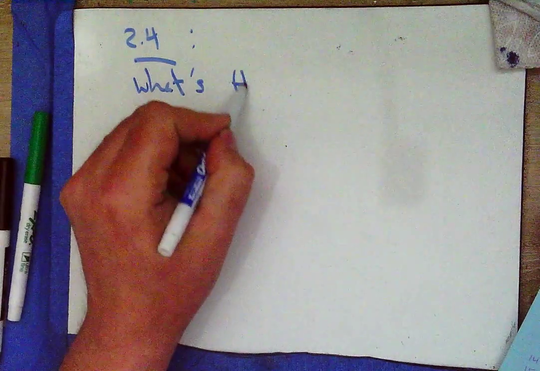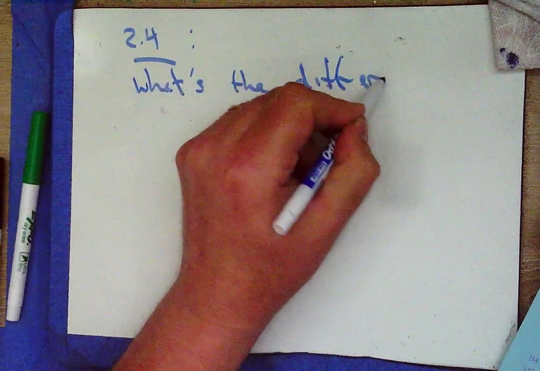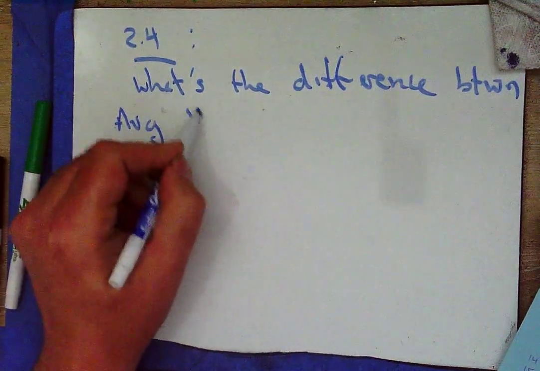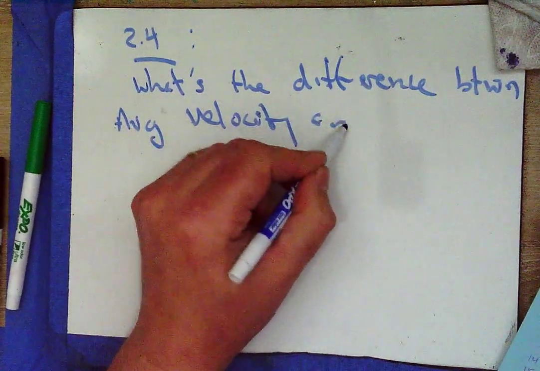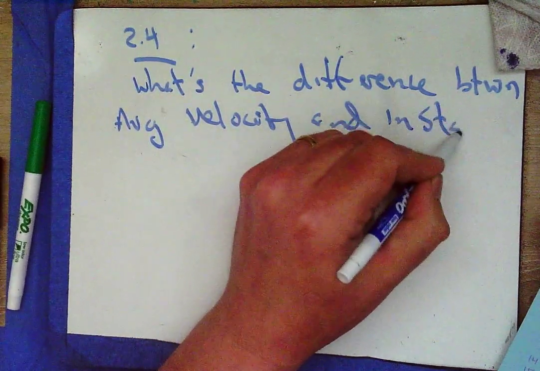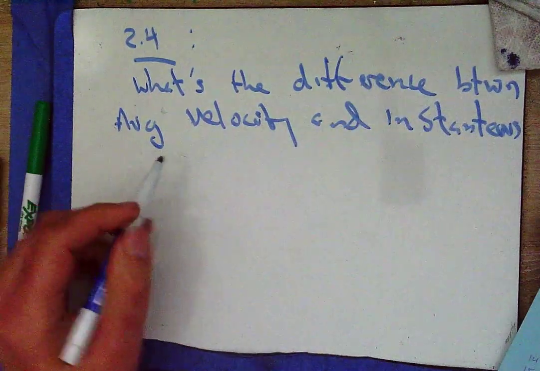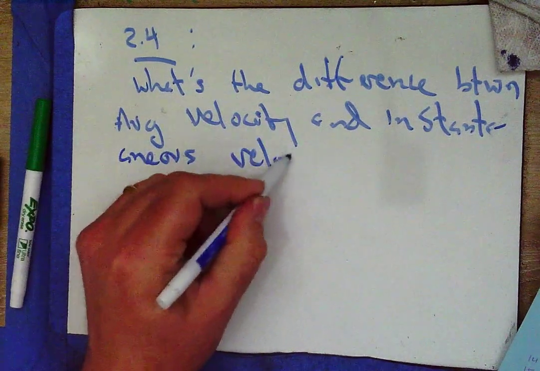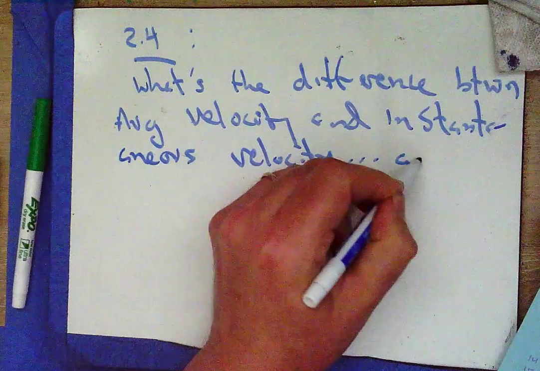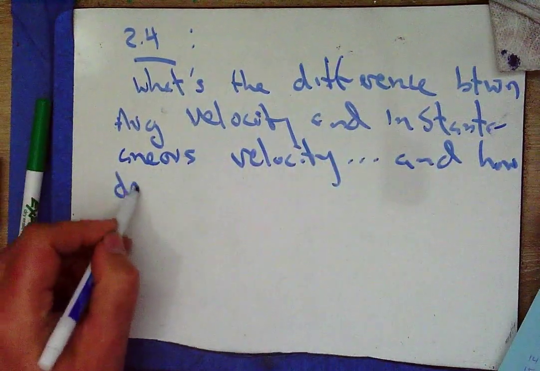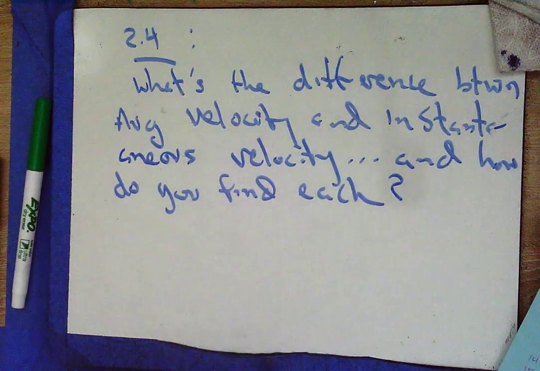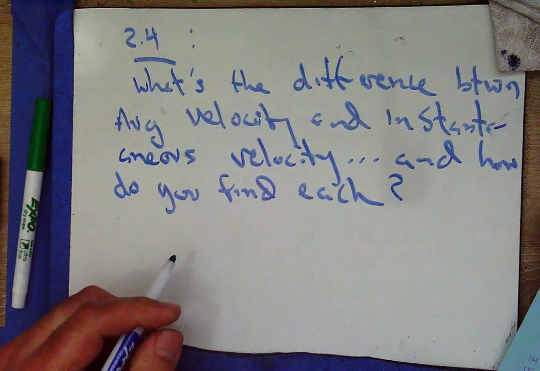But I actually want to start with what's the difference between average velocity and instantaneous velocity, and how do you find each? Okay, can you answer that question?